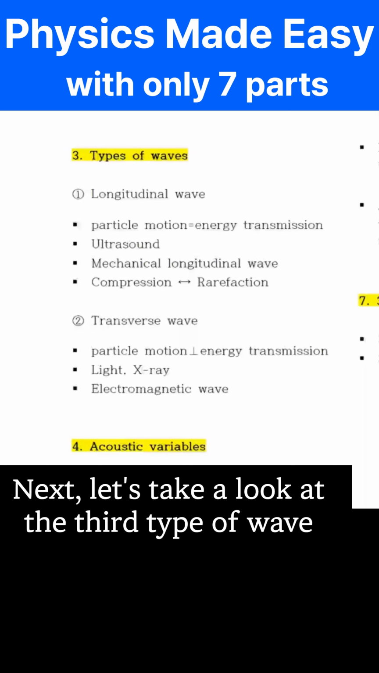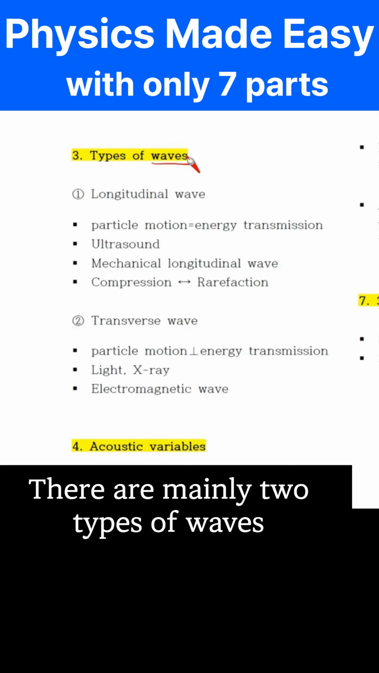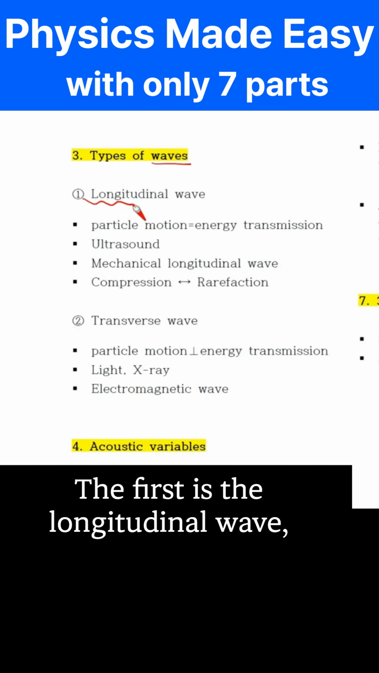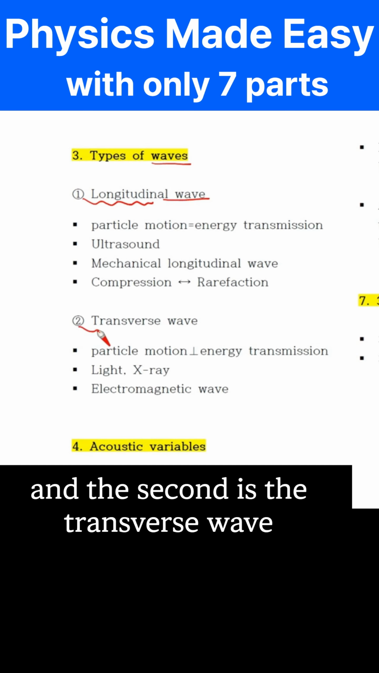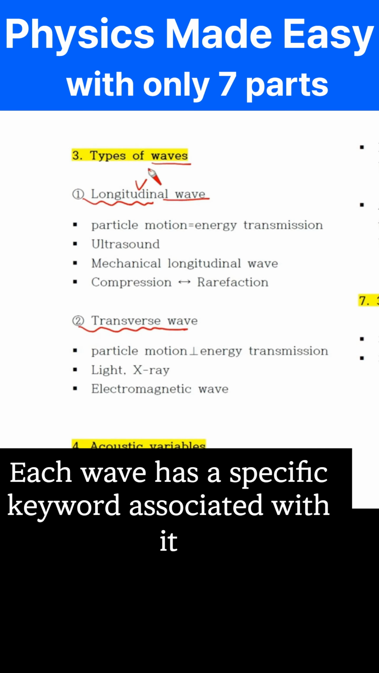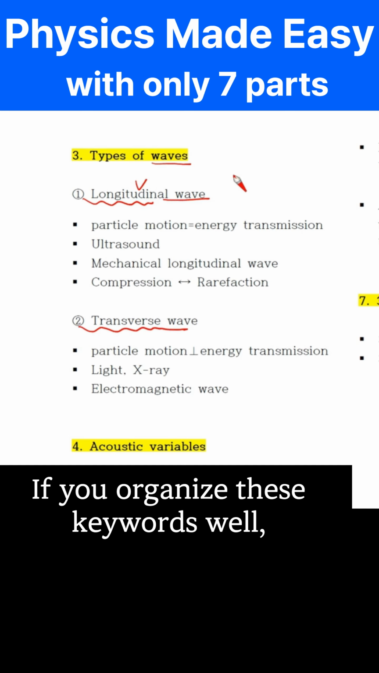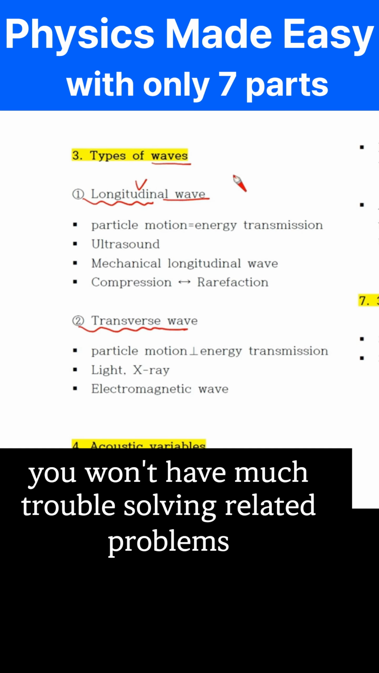Next, let's take a look at the third type of wave. There are mainly two types of waves. The first is the longitudinal wave and the second is the transverse wave. Each wave has a specific keyword associated with it. If you organize these keywords well, you won't have much trouble solving related problems.